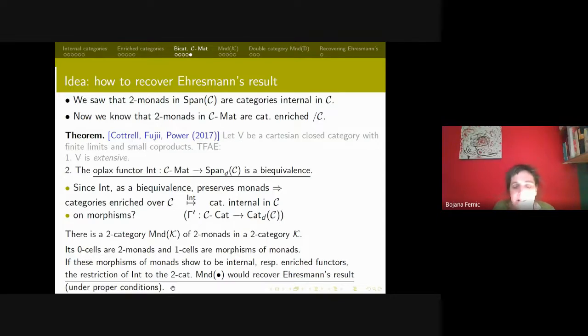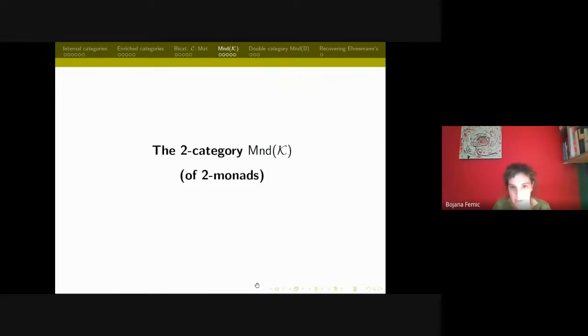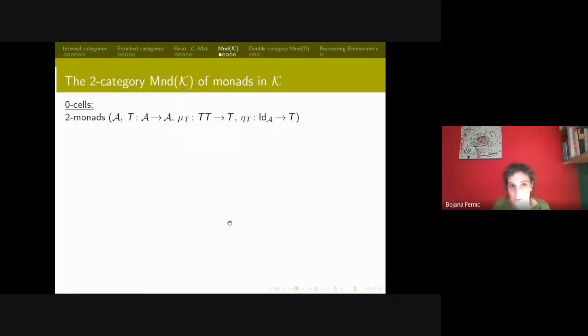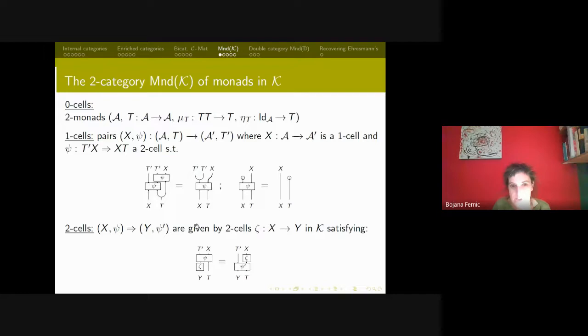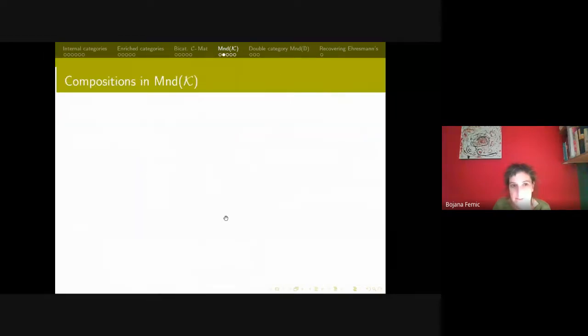Now let us check whether this 2-category of monads is a good candidate for recovering internal and enriched functors in C. We actually did this in the previous class, so I will skip these two slides. Just recall that these were 1-cells in this 2-category, and the composition was on the other slide.